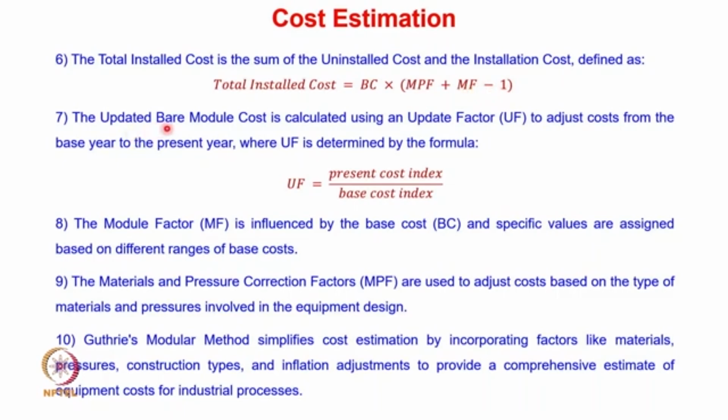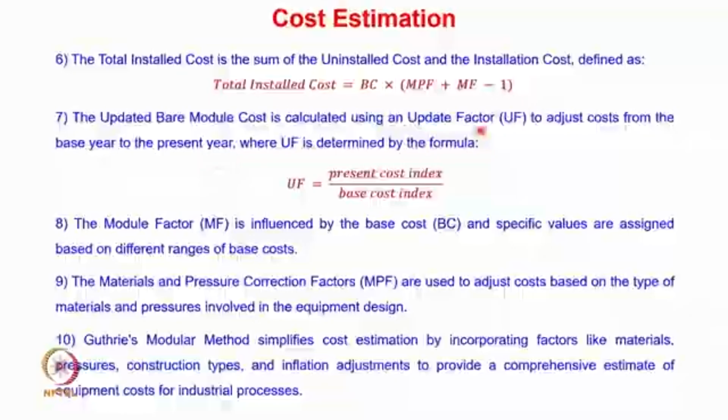So the updated bare module cost is calculated using an update factor. Remember I said that because of inflation we have to account for the update factor to adjust cost from the base year to the present year. So we might have the base cost with respect to a particular year, and we are interested in calculating the cost at the current year. So in that case we have to calculate the update factor, and we have to multiply by that update factor.